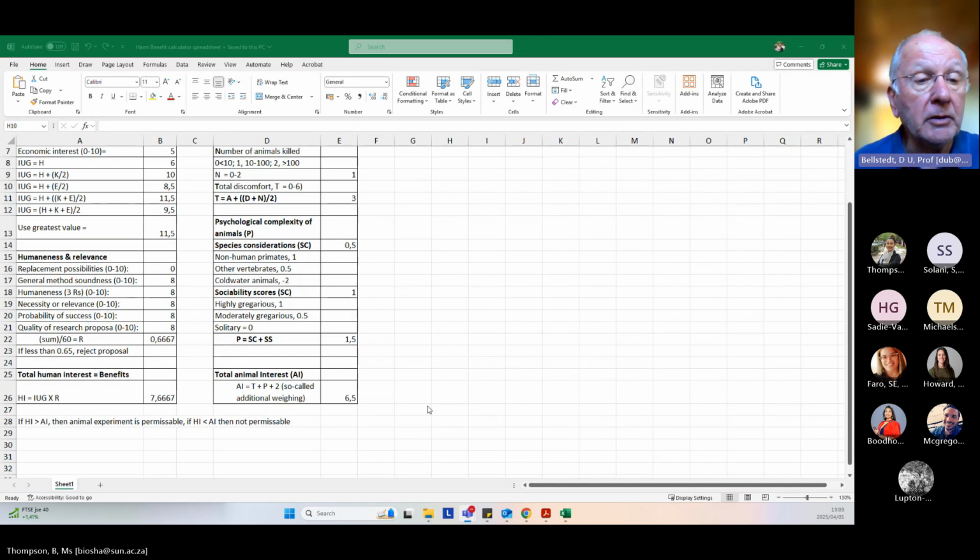And we look at the total human interest, and we get to 7.6, as opposed to the animal interest, which is 6.5. And we say that the human interest is therefore greater than the animal interest, and therefore that means that the trial is justified and may go ahead. You can see it looks a little bit simple, but it is a tool to guide us. So I see there is a hand up. If you could unmute yourself, then I can hear you.